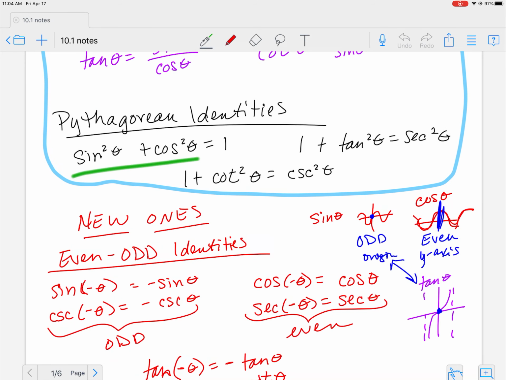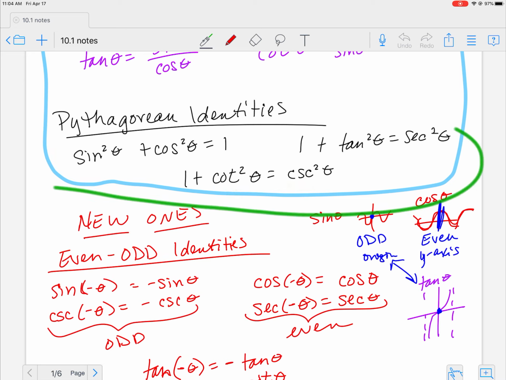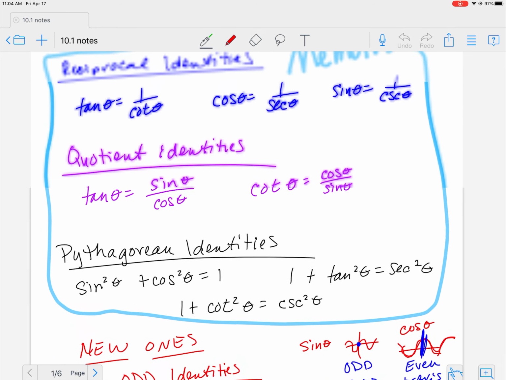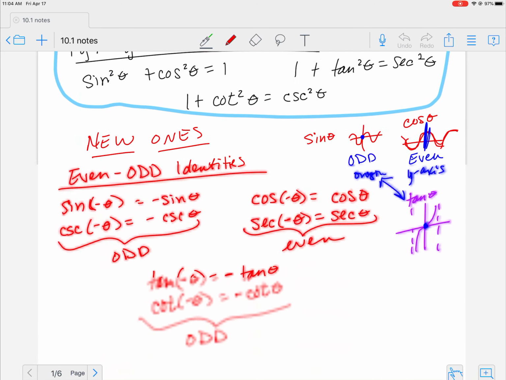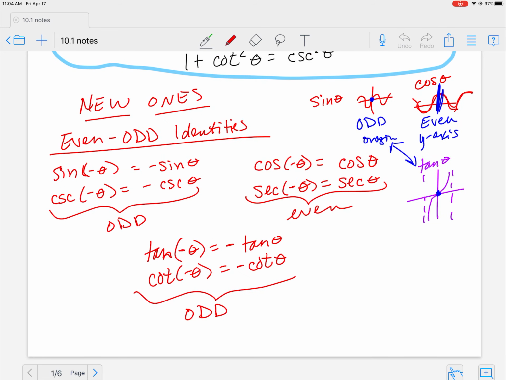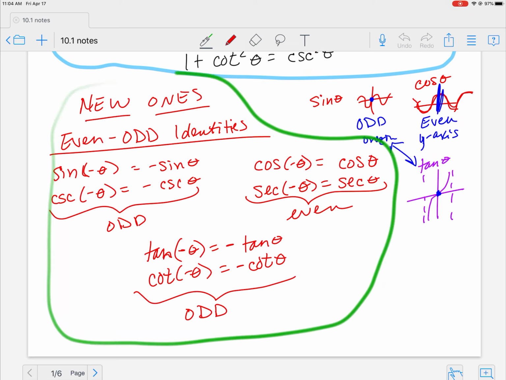All right? And the Pythagorean identities, know them, love them. You'll find out next semester in calculus that this also has a nice, sweet relationship with derivatives. But for now, just know that this is what's going down. These you have to memorize. You have to know these. All right? Here are some new ones. You do not have to memorize these.